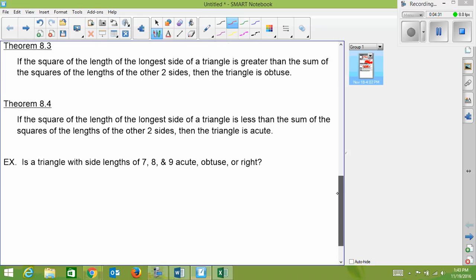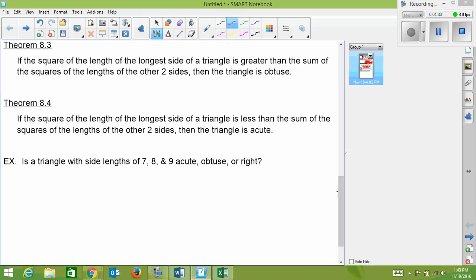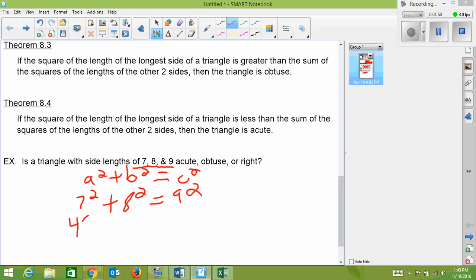Is a triangle with side lengths of 7, 8, and 9 acute, obtuse, or right? For my last example here, I'm just going to go ahead and plug it into the Pythagorean theorem. Unless they tell you differently, the numbers they give you are always in the order of a, b, c. So 7 squared plus 8 squared equals 9 squared. 7 squared is 49, 8 squared is 64, and 9 squared is 81.